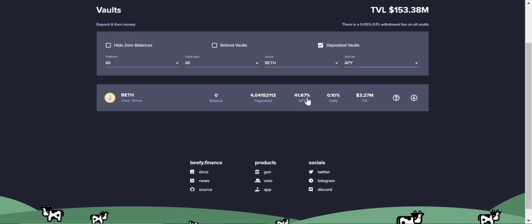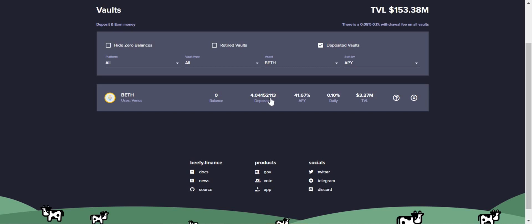Now, what are the downsides to this? Well, essentially, you're trusting BeefyFinance with your cryptocurrency. So I'm trusting BeefyFinance with 4 bETH, which is worth quite a lot of money to me. So that's the risk, right? But in return, I'm getting a 4x return compared to what Binance would give me. Binance would give me 8.9, I think it was, and now I'm getting 41.67% here. I've done my research on BeefyFinance. I suggest you do too.